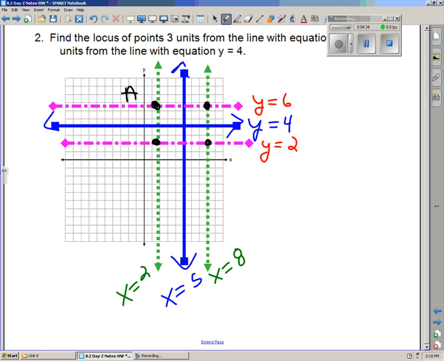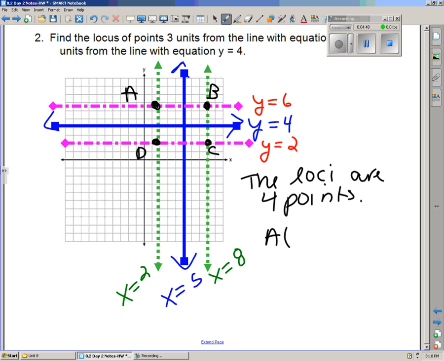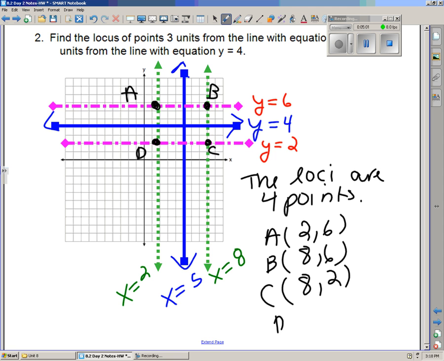I'm going to label these points A, B, C, D, and my description is going to be the loci are 4 points. We need to be very specific, though. Point A has ordered pair (2, 6). Point B has ordered pair (8, 6). Point C has (8, 2), and point D is (2, 2). So be as specific as you can.